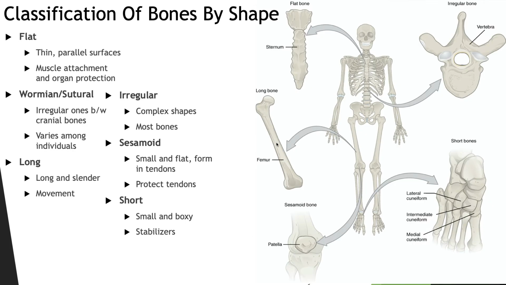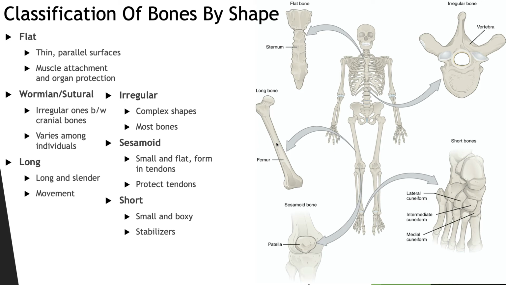So bones are usually classified according to shape and structure, and also their surface features. Flat bones can be classified as thin and roughly parallel surfaces, and flat bones form the roof of the skull, the sternum, the ribs, the scapula, and they also provide protection for the underlying soft tissues and offer an extensive surface for the attachment of skeletal muscles.